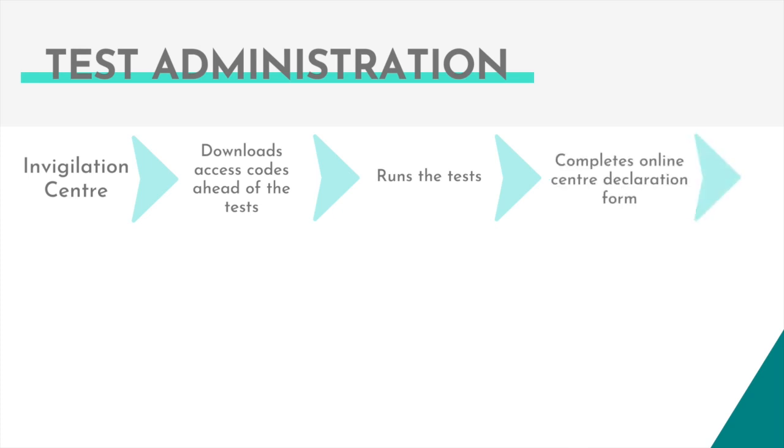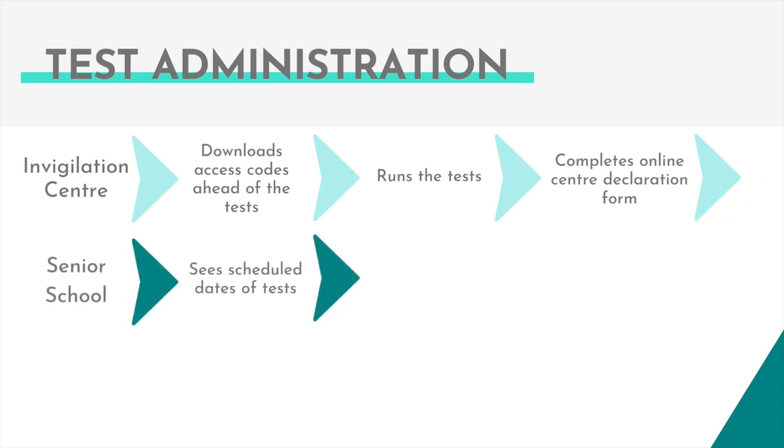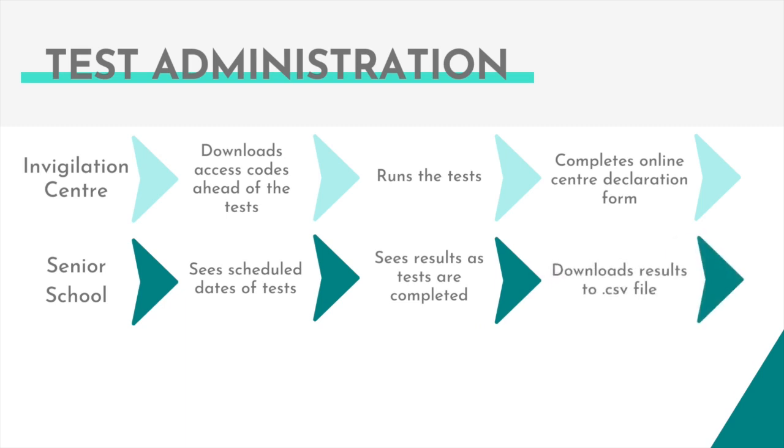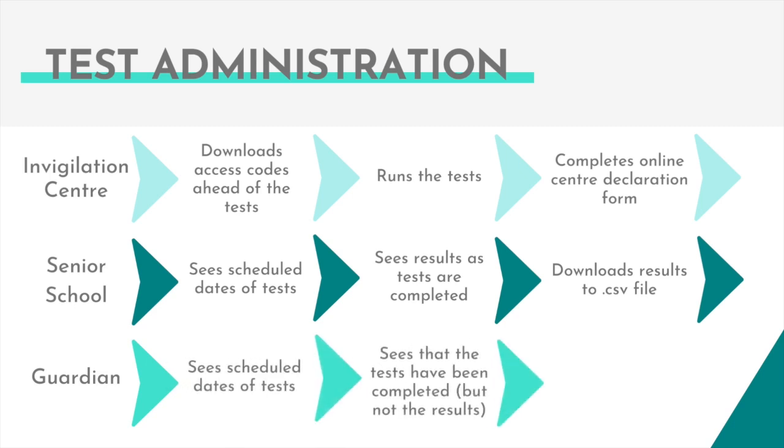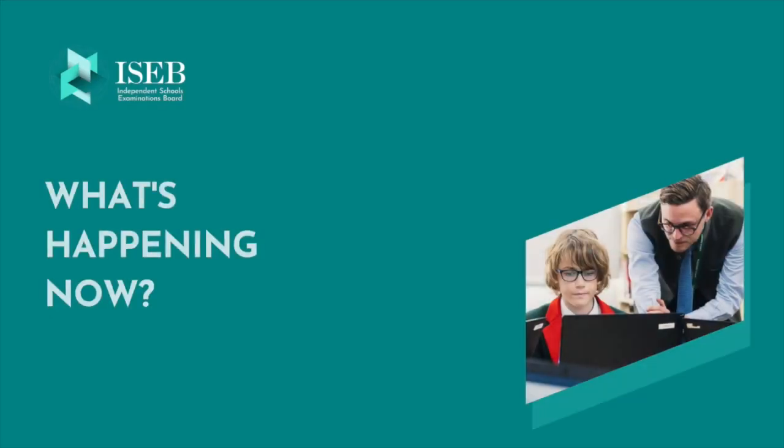No more paper PDF Word versions to send off. It will all be linked to your cohort and any individual pupils. Once you've scheduled the test, the senior schools will be able to see that you've scheduled them. And once the results are complete, they will be delivered straight to the senior school portal where they can download the results. Now, the guardians should be able to see the scheduled dates of the tests, and they will be able to see that the tests have been completed, but the results won't appear in the Guardian portal.